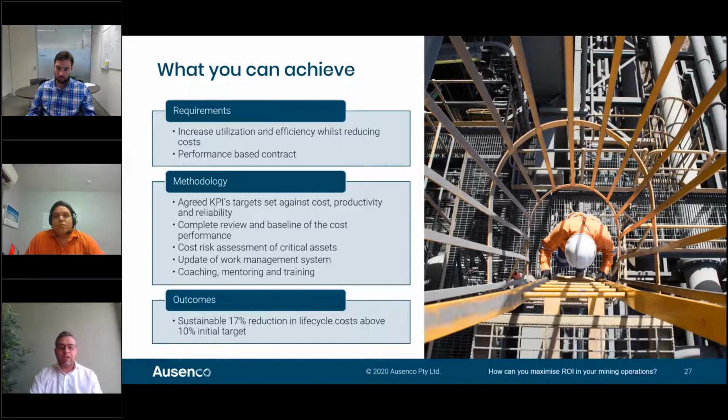We did a complete review on baseline cost of performance to get that picture of where they were at the beginning of the project. Then we did the assessment as we were discussing. We looked through their strategies, we looked at the cost profiles, we looked at all of the critical assets, and from that we were able, of course, to get an optimized strategy for them. We then updated the work management system, basically deploying the work that we did with them.